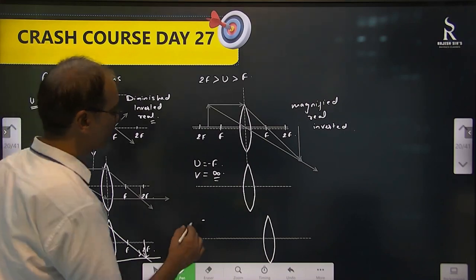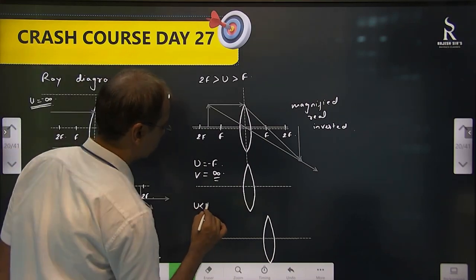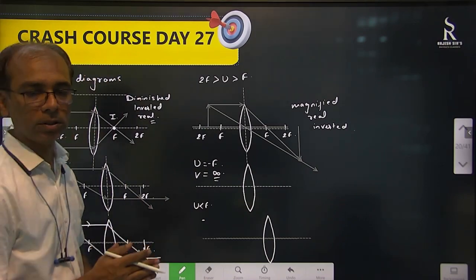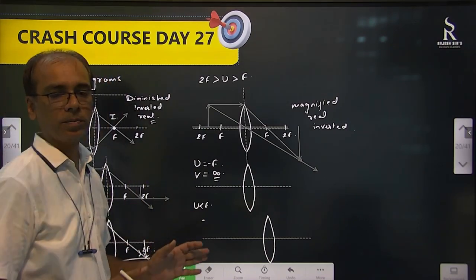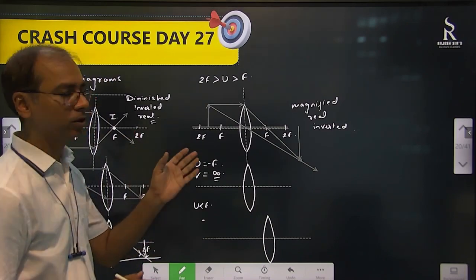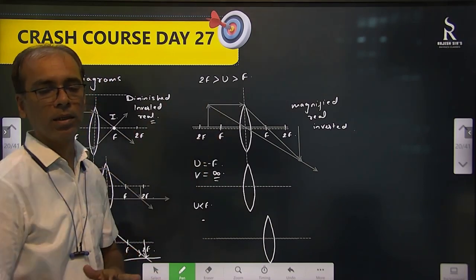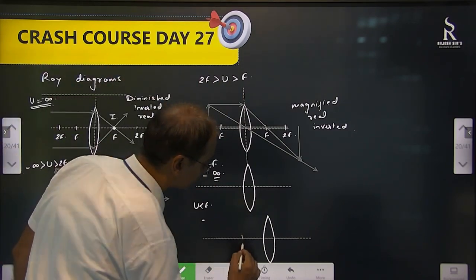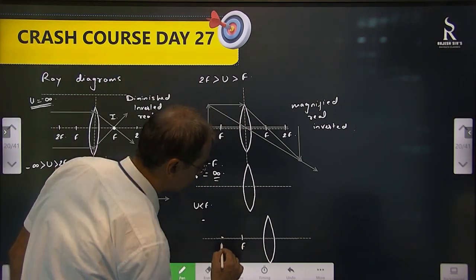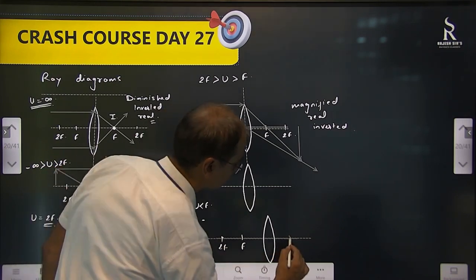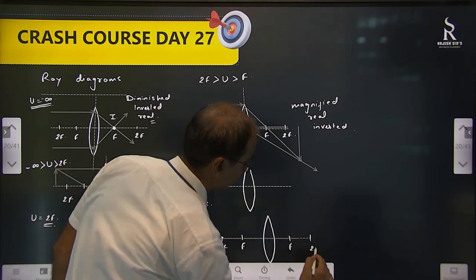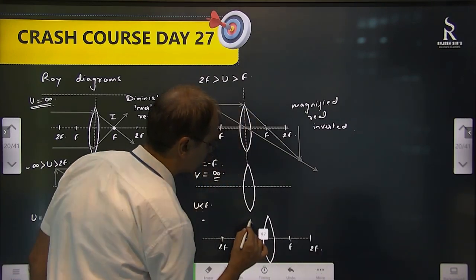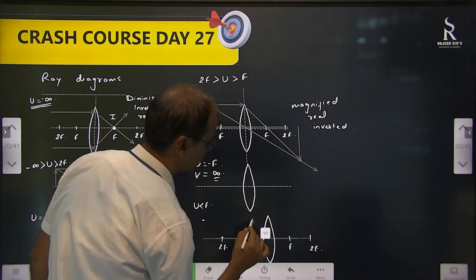Now U is less than F. Okay, here what are we going to get? We are going to get a virtual image. But why is this important for us? Because in a concave mirror we saw that the virtual image was forming on the other side. But this is a lens. So where will it be? Let's see. F here, 2F, F and 2F. Where is the object we are keeping? Here. Okay, this is the object.